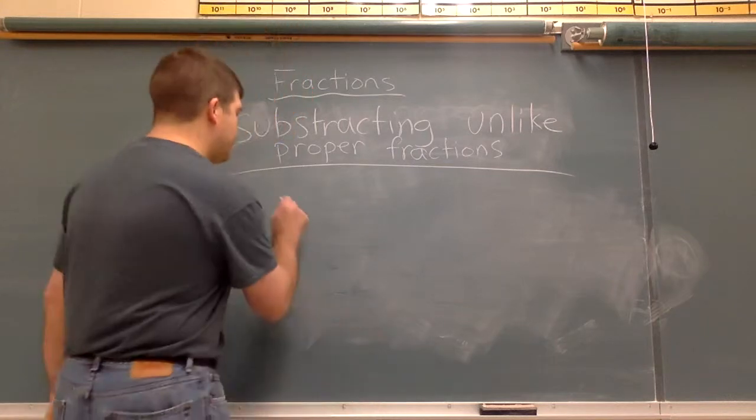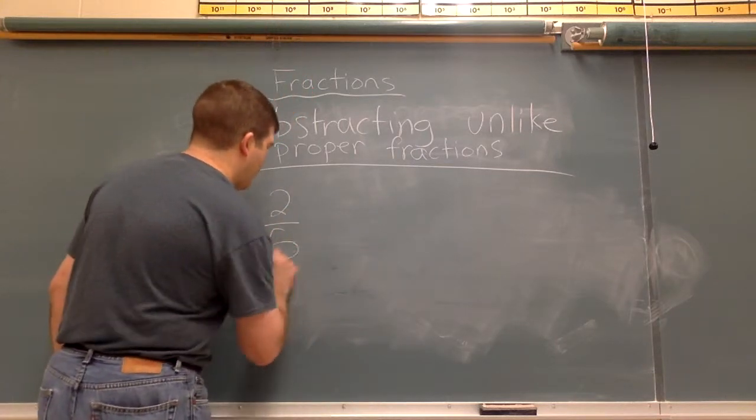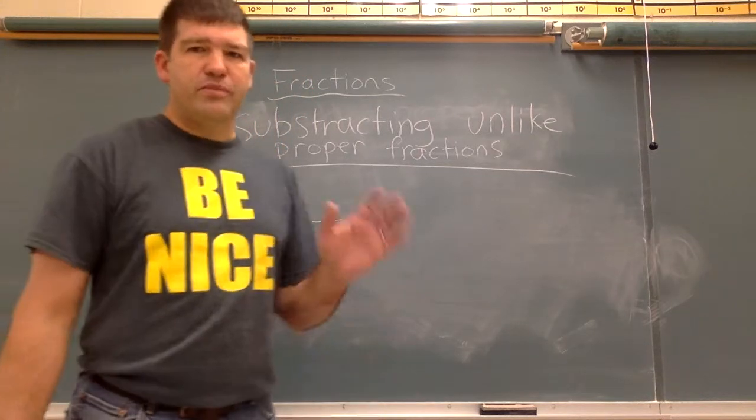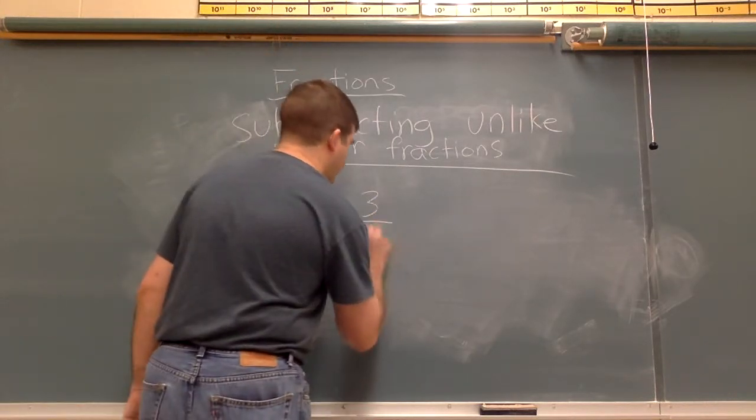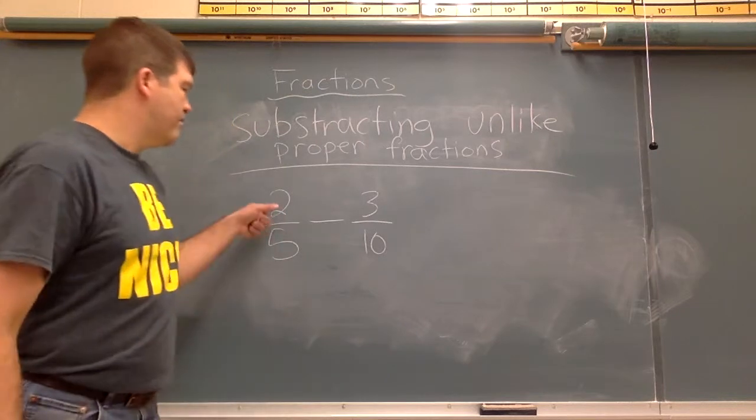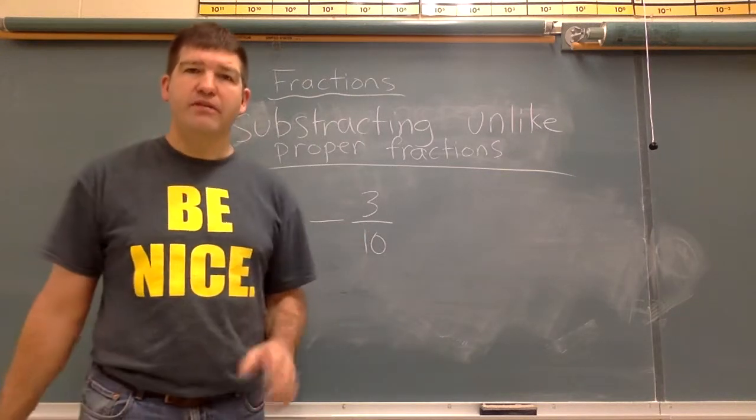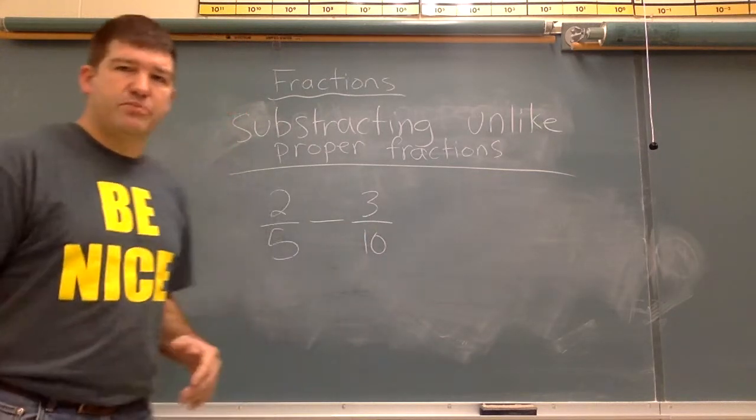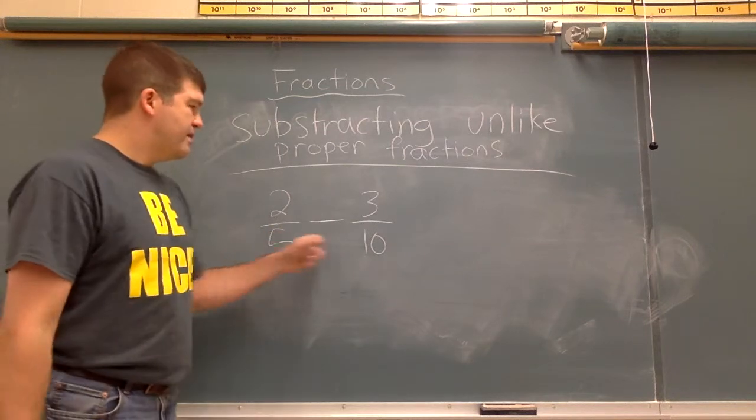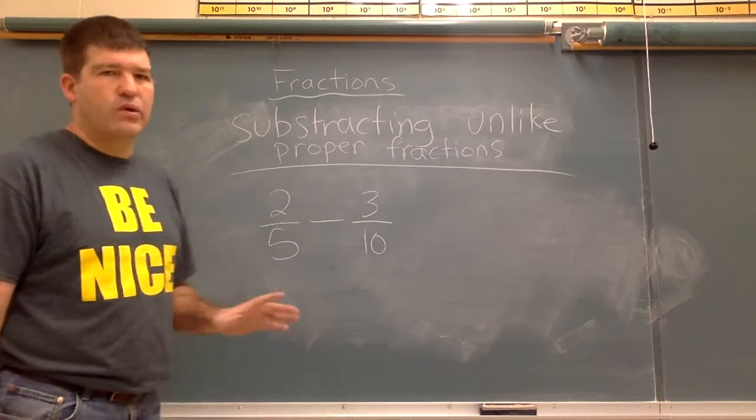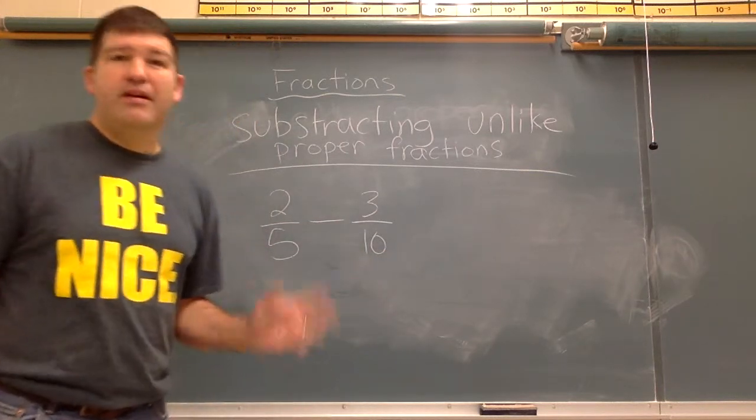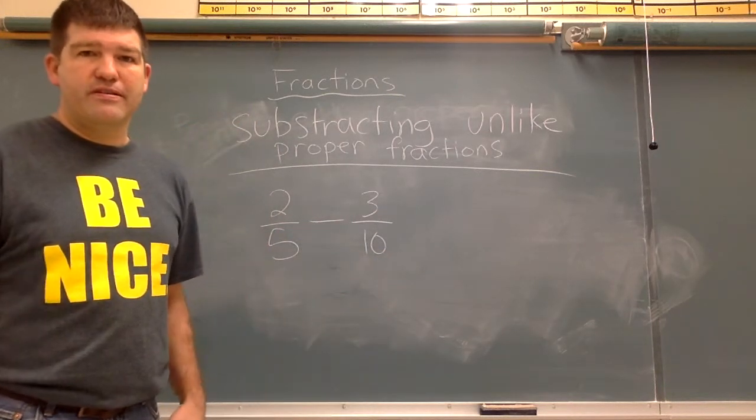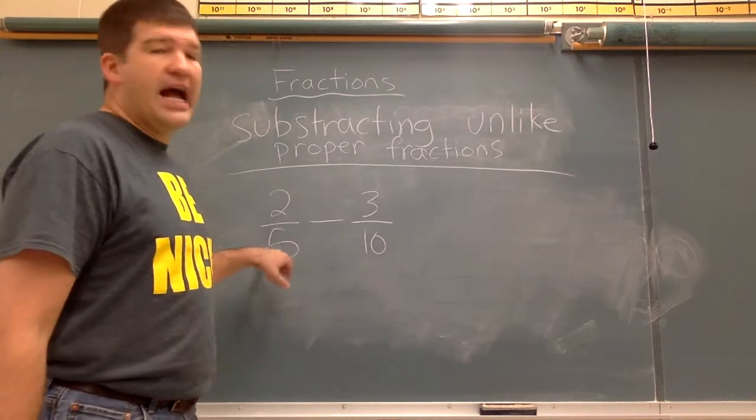Let's do 2/5, and instead of adding, we're subtracting. All right, 3/10. So I have a proper fraction and a proper fraction, which I can subtract together, but these are unlike, which I don't like. I want to get this to where I like it, where they're the same, and then I can subtract across. So I have to find my least common denominator.